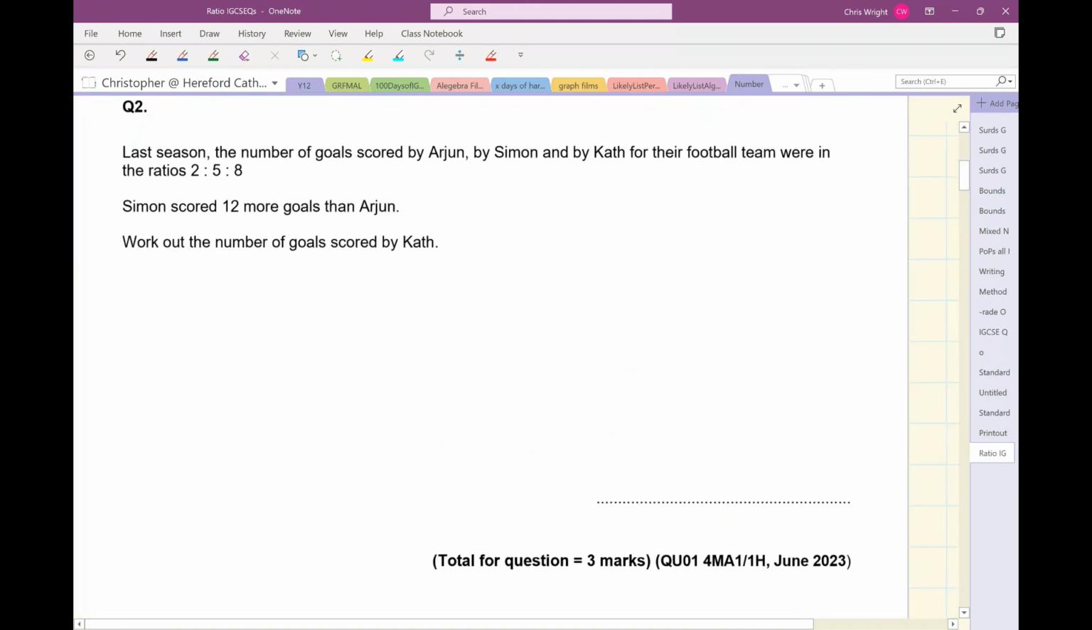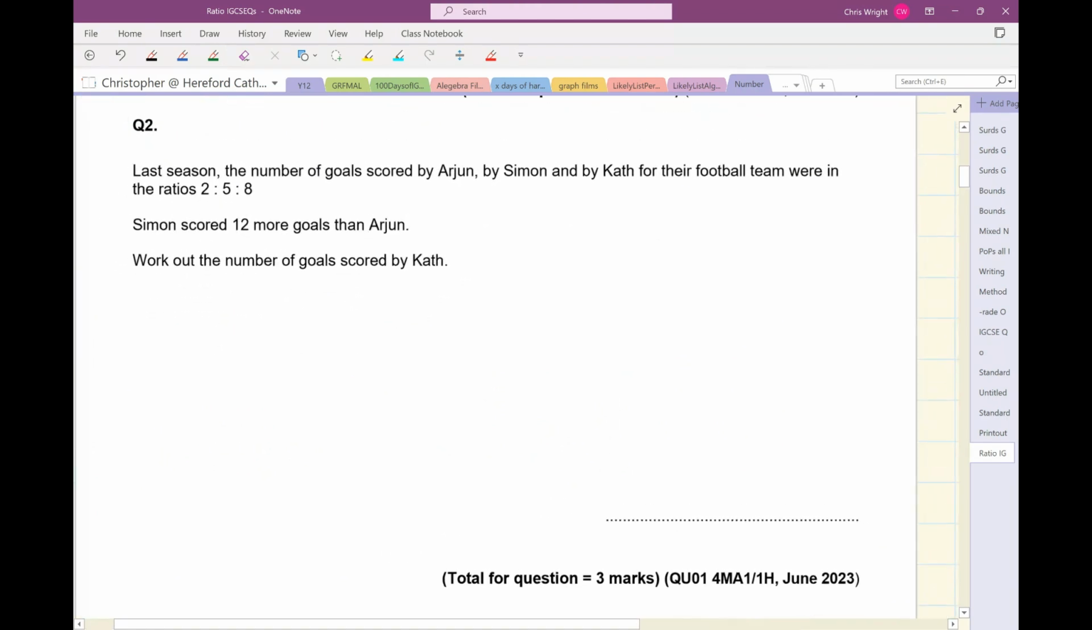Okay, let's have a look at question 2. Last season, the number of goals scored by A, S, and K for their football team were in the ratio 2:5:8. Let's work out the total, because I always do, just in case you need it: 15. Simon scored 12 more goals than Arjun. Work out the number of goals scored by Kath.